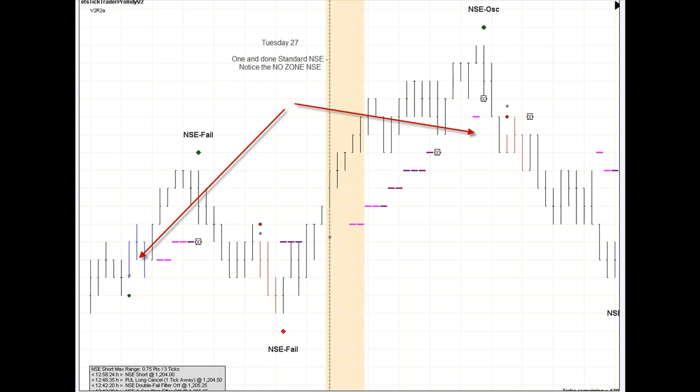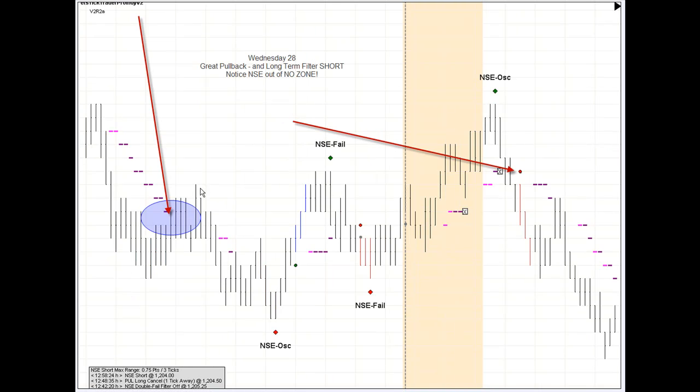So Tuesday, a nice one and done. Wednesday, we had a great pullback trade. Notice again, no zone, first NSE out of no zone, winner. Great trading when you're trading the higher probability trades.